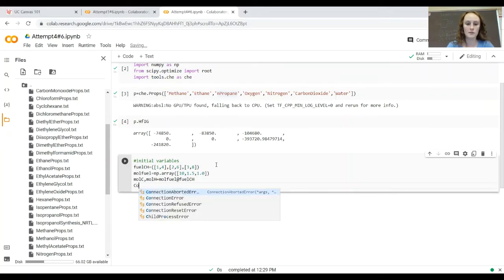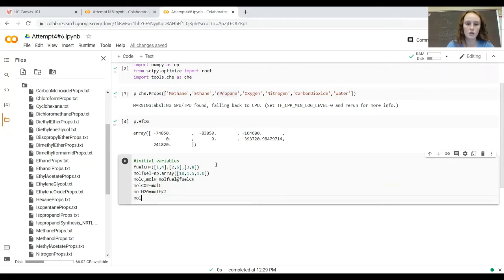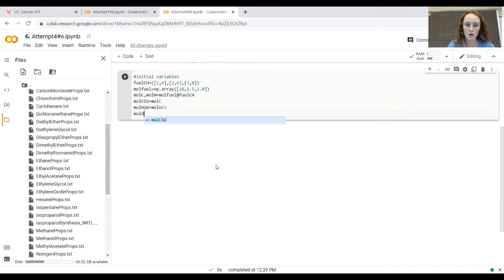Alrighty. Now we can go on and do initialization for everything else that was in our combustion equations up there. So we have moles of CO2 are going to be equivalent to the moles of C. And let's do H2O next. Moles of H2O are going to be equivalent to the moles of H divided by 2. The moles of oxygen are going to be equivalent to the moles of carbon plus moles of H2O there, and we're going to divide that by 2.